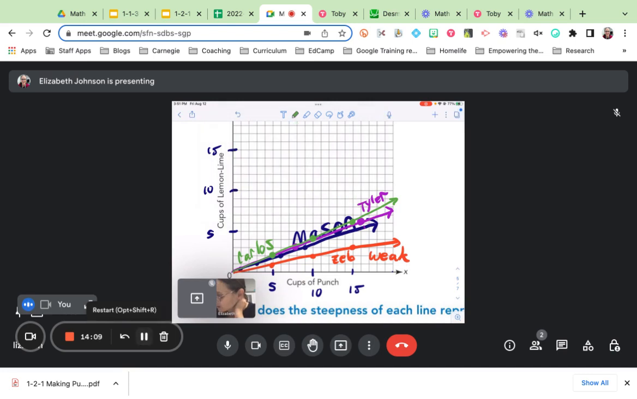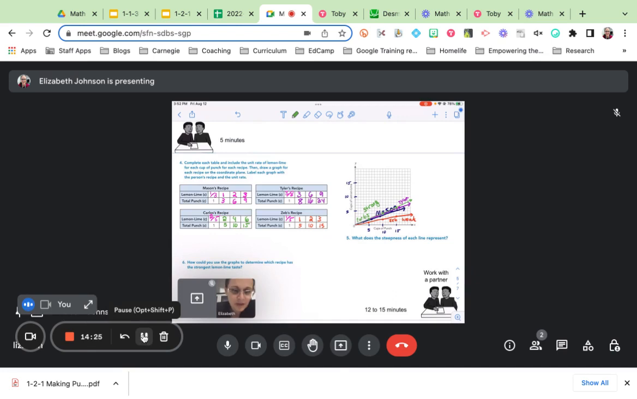You can also use the graph to see which one has the strongest flavor. Remember earlier we said that that was Carlos, and you'll notice that Carlos's line is the steepest. It goes up the fastest. So Carlos's is going to have the strongest lemon lime flavor. So we've talked a little bit about what this graph means.